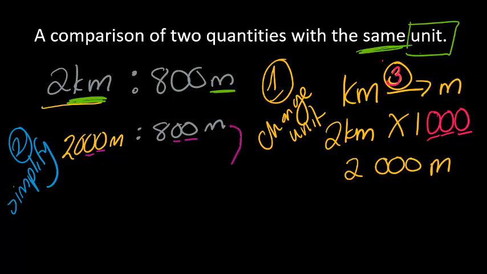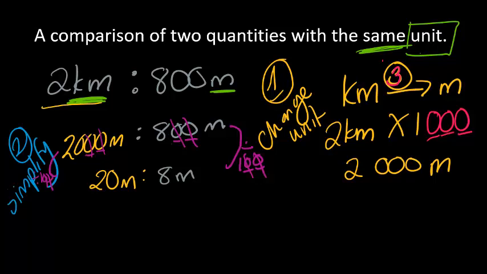So I'm going to divide on both sides by 100, because 100 has 2 zeros. I'm going to cancel: that one cancels out with that one, and so on for each pair. So what I have left is 20 meters to 8 meters. That is my first step. I prefer to get rid of the zeros first.